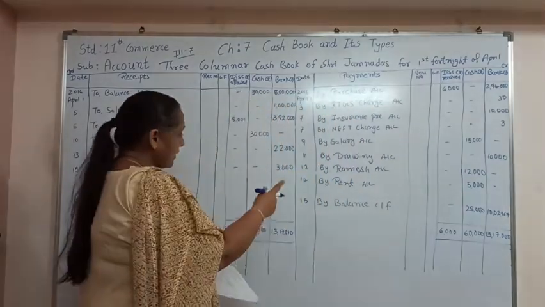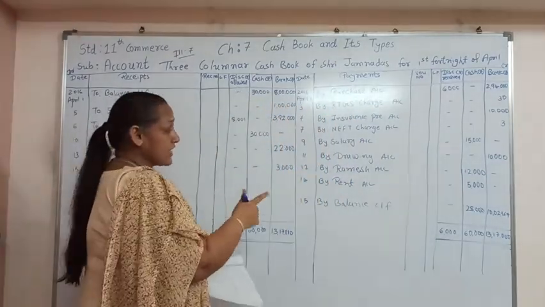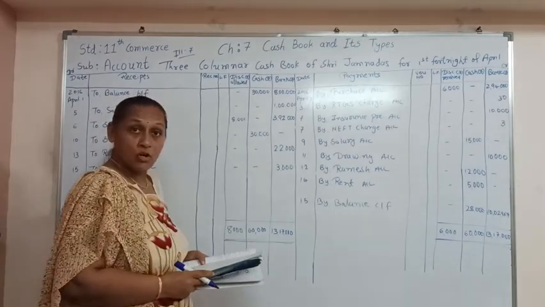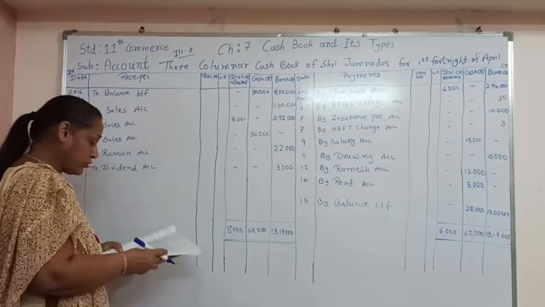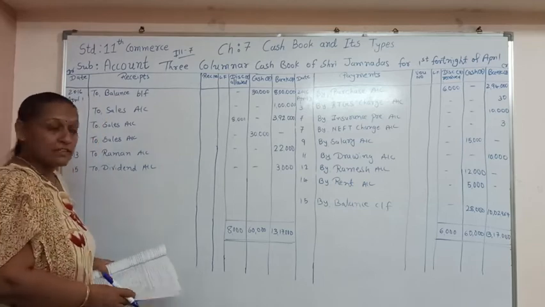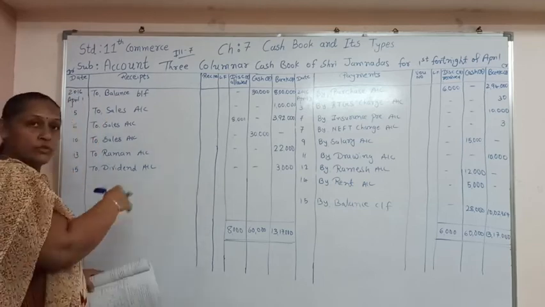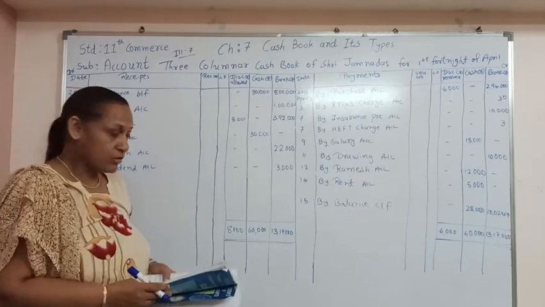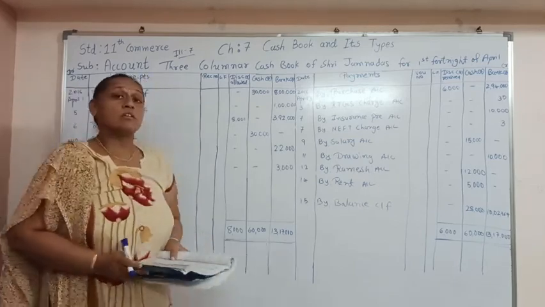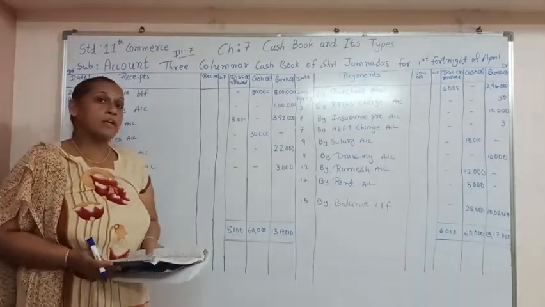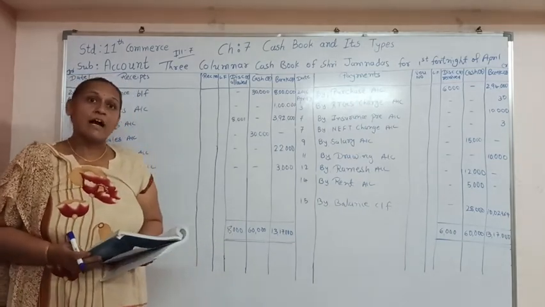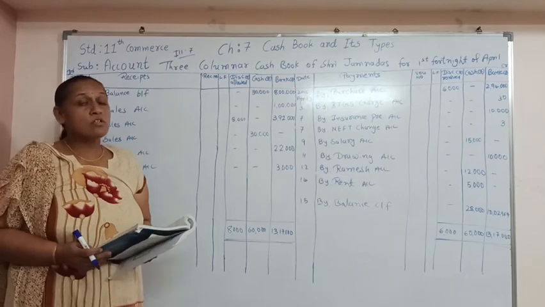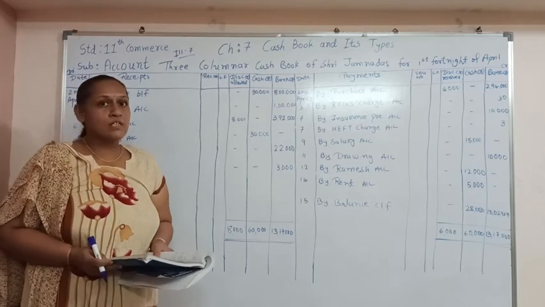Both balances are on the credit side. So this balance is called a debit balance, which we are going to carry forward to the next fortnight. That is also going to be carried forward to the next fortnight. So this is how we have to prepare transactions when there is NEFT or RTGS. So students, you may note this down. Thank you for watching this video.